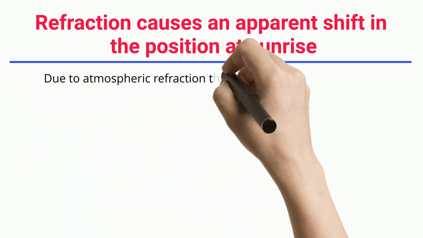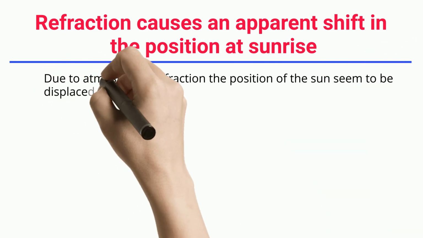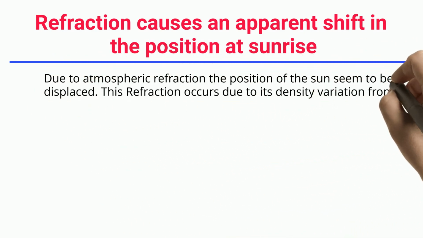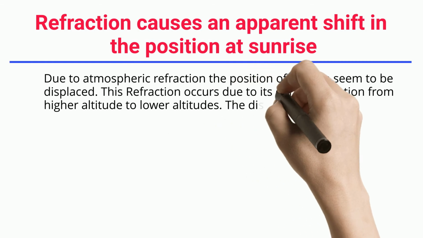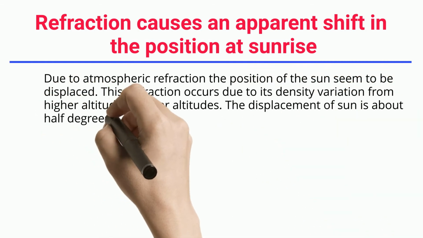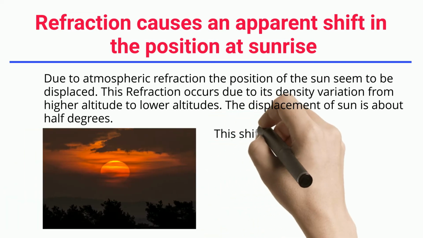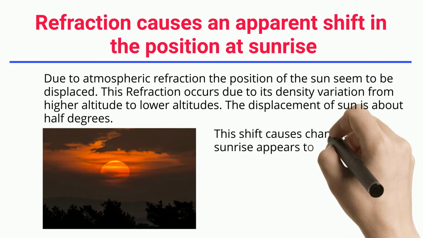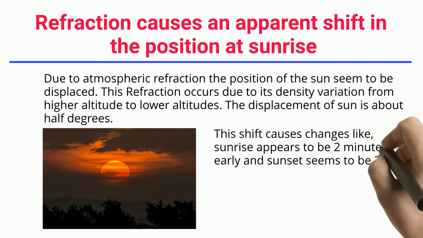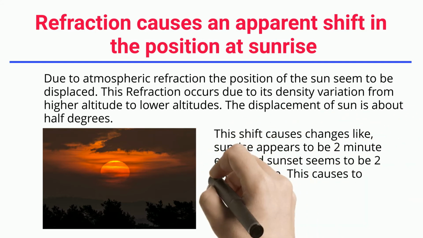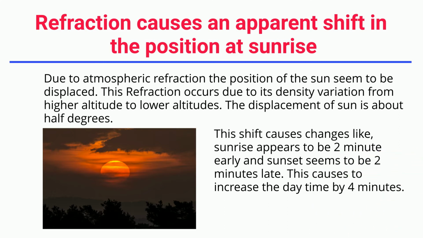Due to atmospheric refraction, the position of the sun seems to be displaced. This refraction occurs due to density variation from higher altitudes to lower altitudes. The displacement of the sun is about ½ degrees. This shift causes changes like, sunrise appears to be 2 minutes early, and sunset seems to be 2 minutes late. This increases the daytime by 4 minutes.